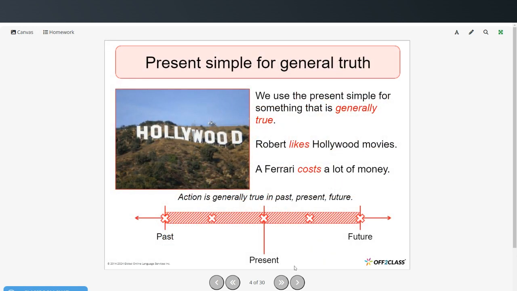So we use the present simple for general truth, something that is generally true. So Robert likes Hollywood movies. A Ferrari costs a lot of money. So even though it's called the present simple, the action is generally true in the past, the present, and the future.